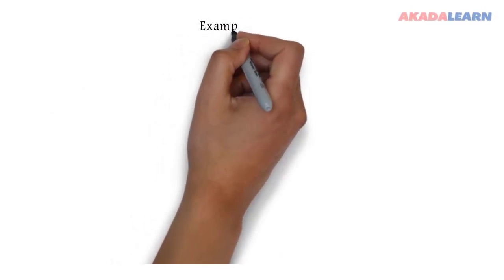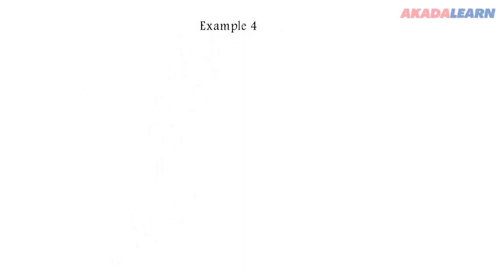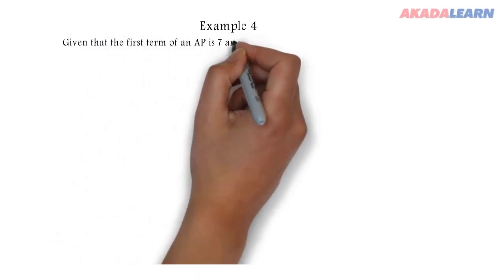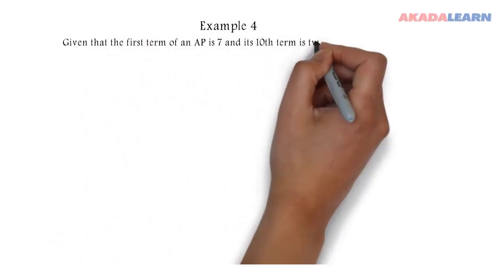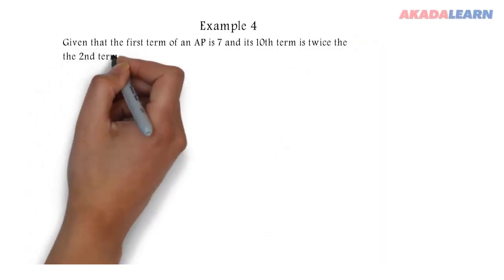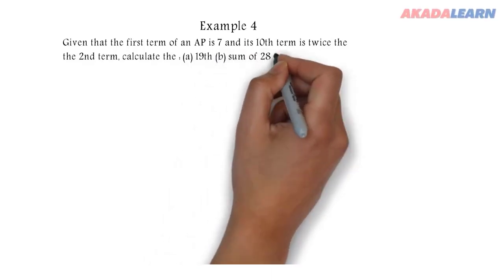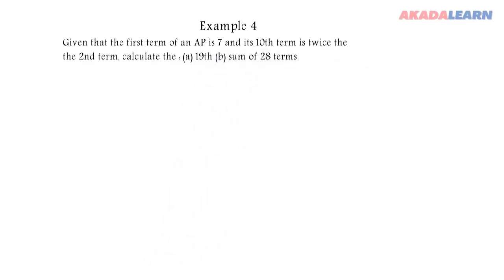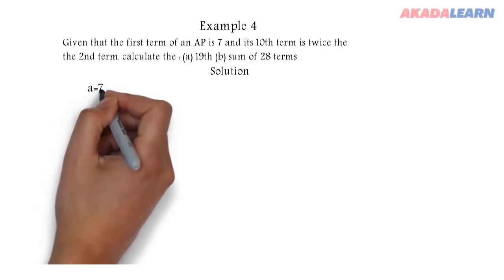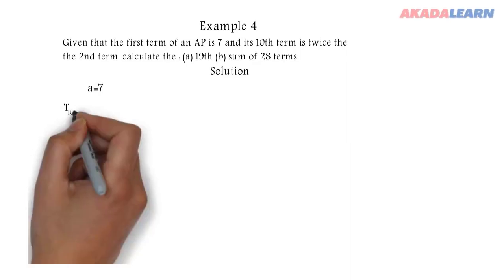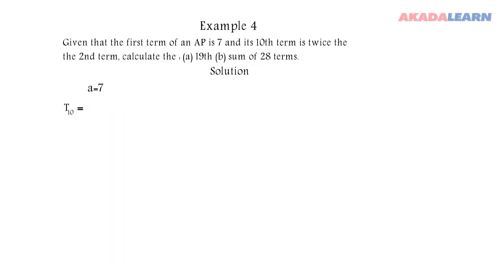Okay, we are still going to see another example. This is the last example anyway. Given that the first term of an AP is 7 and its 10th term is twice the second term, calculate a, the 19th term, and b, the sum of its first 28 terms. So our a is given to us to be 7, and we are told that T10 is equal to twice T2, so 2 times T2.